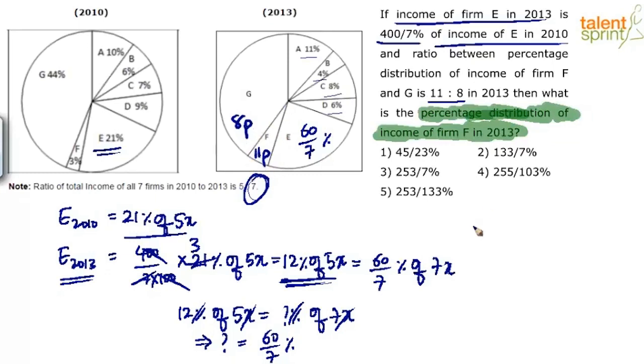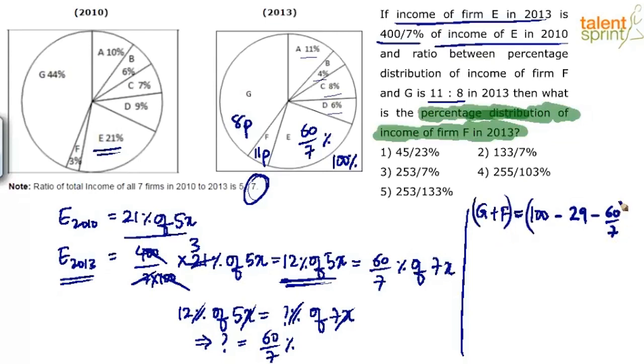Now easy to do. First of all, let us find out how much is F and G together. See, this total is going to be 100%. Total is always 100%. Out of 100%, we already know the values of rest of the firms, A, B, C, D, E. So from 100, if you subtract all these values, what you get is G and F together. So I can say G plus F is equal to 100 minus how much is the rest? 11 plus 4, 15, 15 plus 8, 23, 23 plus 6 is 29, 29 plus 60 by 7. So 100 minus 29 minus 60 by 7. G and F together is going to be 100 minus 29 minus 60 by 7%.